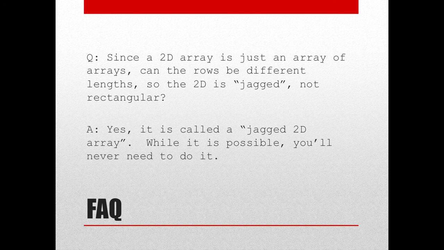The next question is, since a two-dimensional array is just an array of arrays, can the rows be different lengths? In other words, could the first row have 5 elements and the second row have 7 elements? So it's not rectangular, but sort of jagged, where all the rows have different lengths. The answer is yeah, you can do that. It actually has a name. It's called a jagged two-dimensional array.